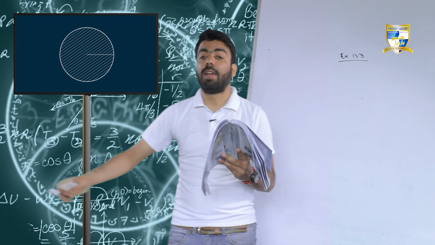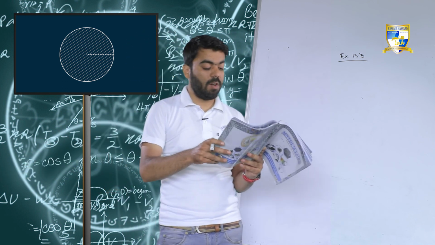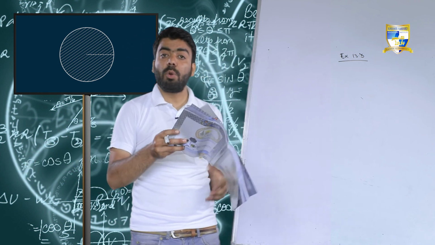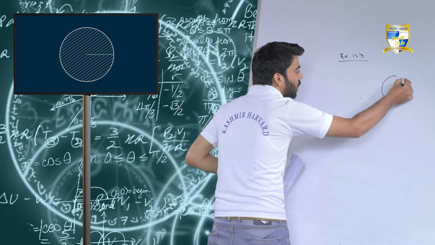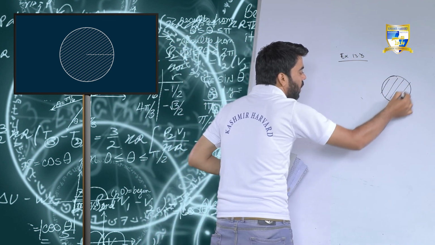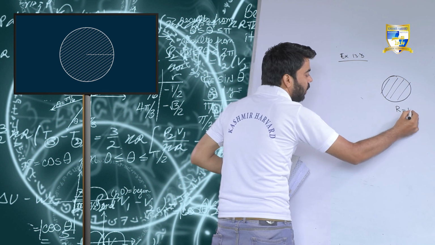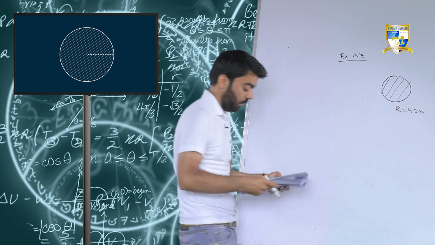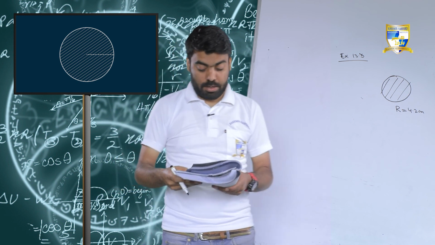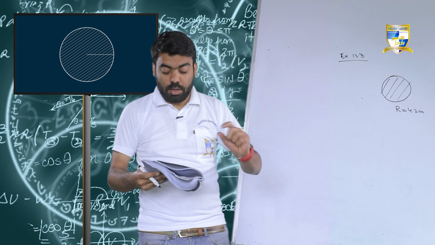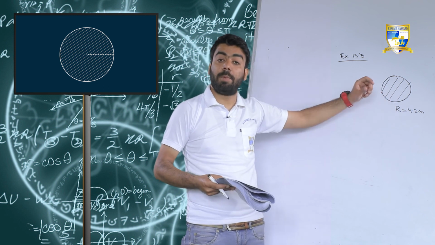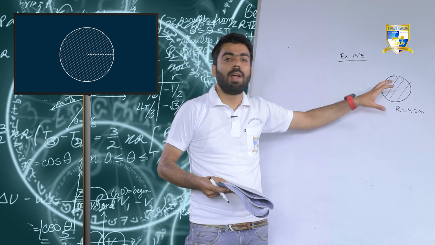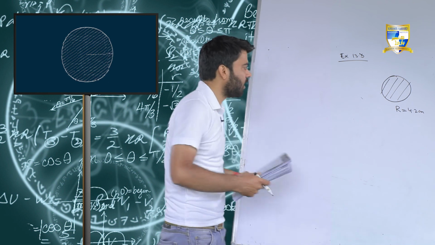A metallic sphere, a sphere made of metal, of radius 4.2 centimeter. That means a metallic sphere is here and its radius is given, that is 4.2 centimeter. It is melted and recast into the shape of a cylinder. That means this sphere, which is made of metal, is melted and recast in the shape of a cylinder.